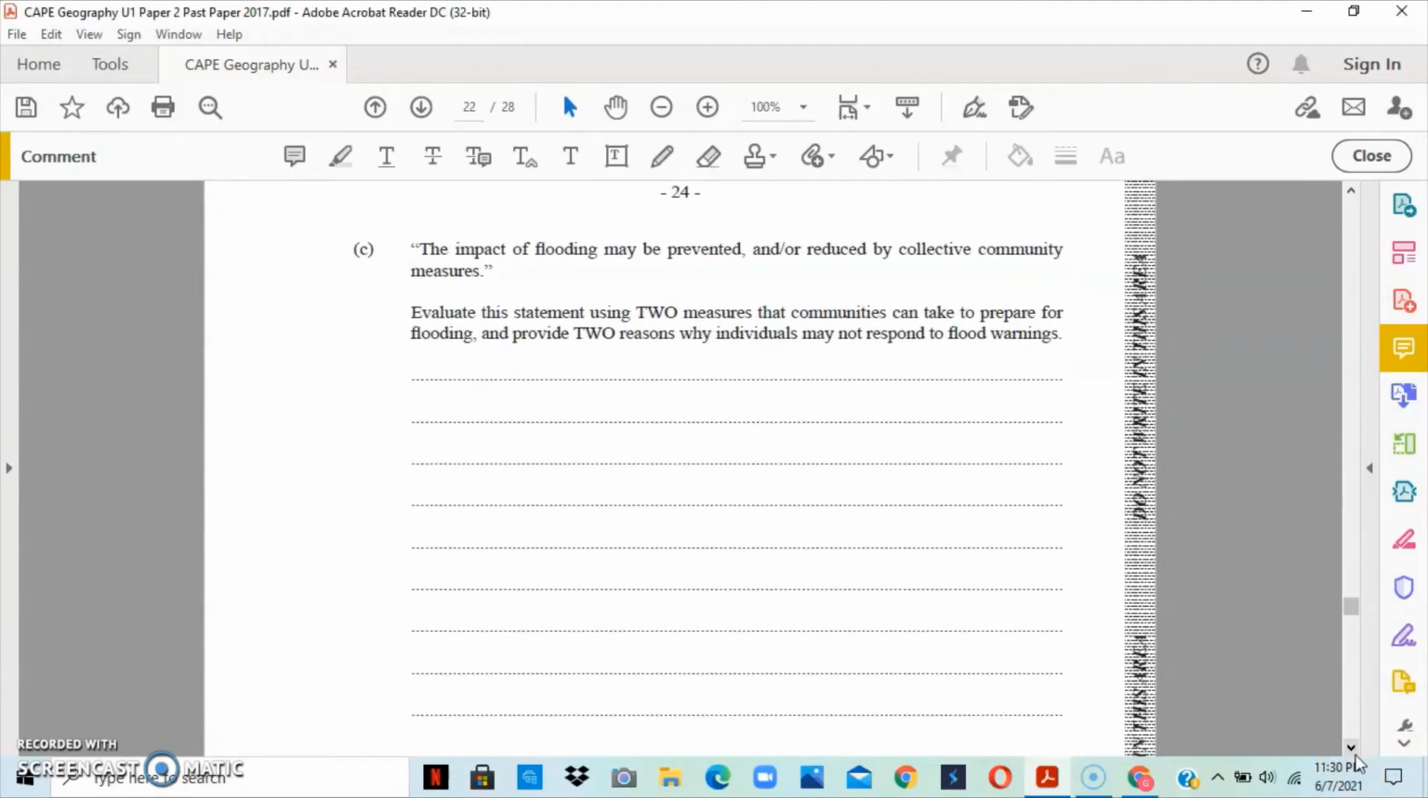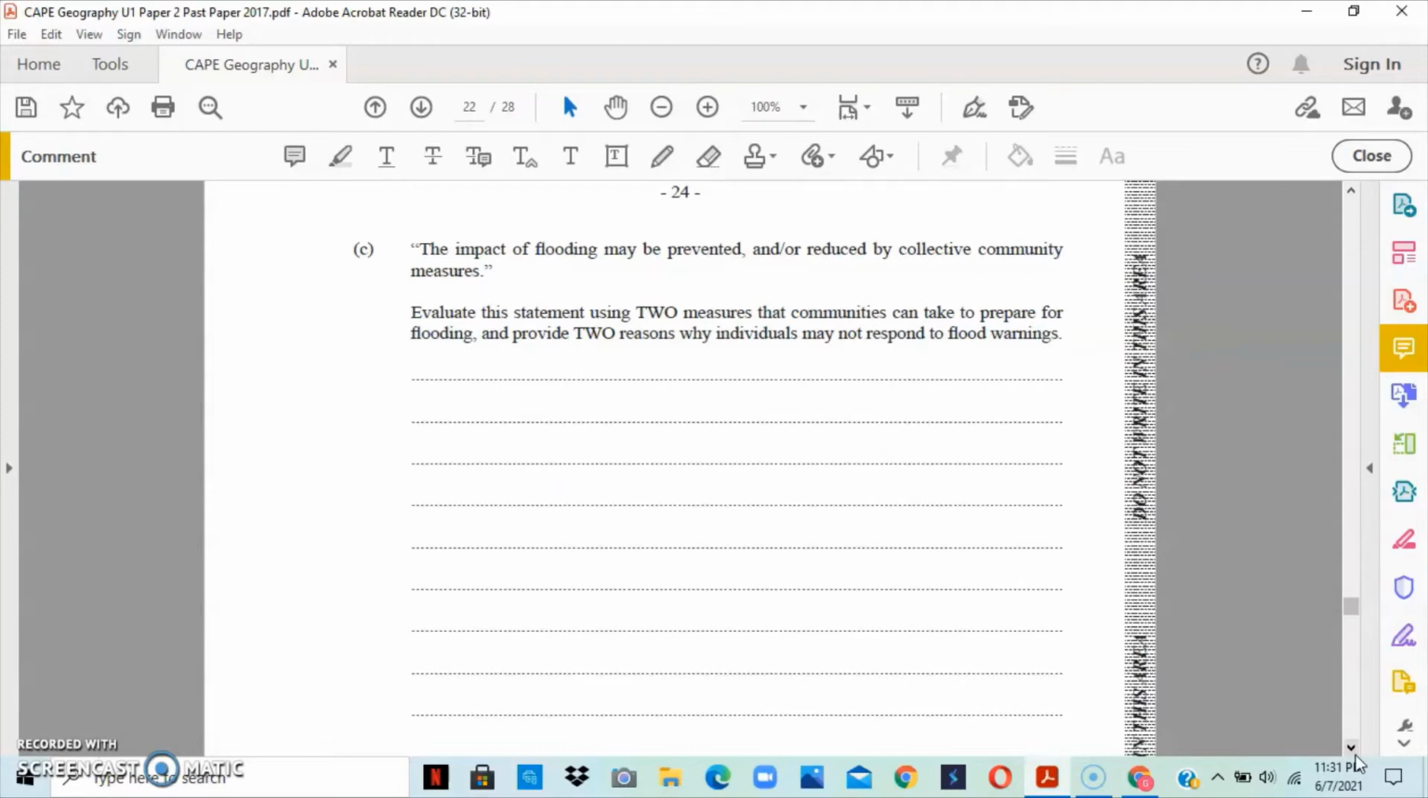Part C: the impact of flooding may be prevented and/or reduced by collective community measures. We're to evaluate the statement using measures that communities can take to prevent or prepare for flooding, and to provide 2 reasons why individuals may not respond to flooding. So this is a structured essay that you should write. The first thing it asks is, do you think that the impact of flooding may be prevented and/or reduced by collective community measures? For me, yes, right? Once the community is prepared for a disaster, it will definitely reduce the impact that the disaster or natural hazard will have on that community. If you look, oftentimes when a community is affected, it means that they were not properly prepared for that natural hazard.